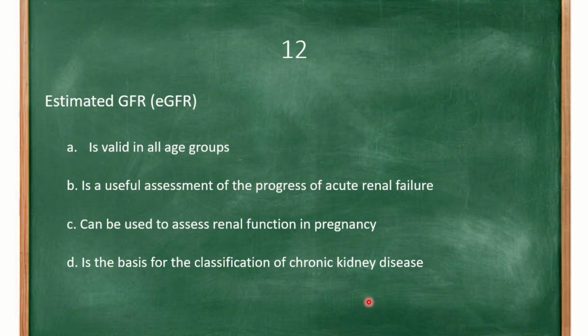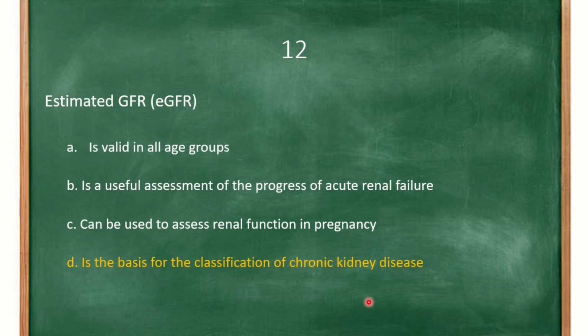B is a useful assessment of the progression of acute renal failure. C can be used to assess renal function in pregnancy. And D is the basis for clinical classification of chronic kidney disease. So the answer for this one is D, the basis for the classification of chronic kidney disease. Okay, so let's analyze the answer.